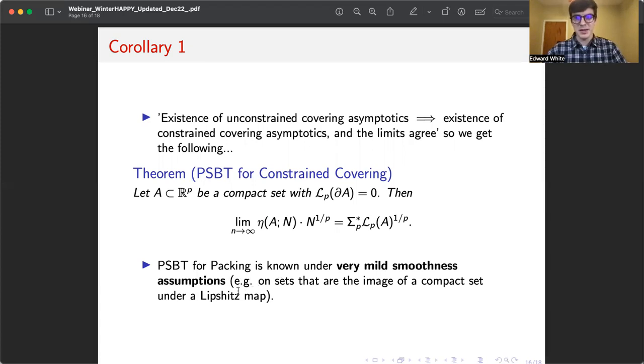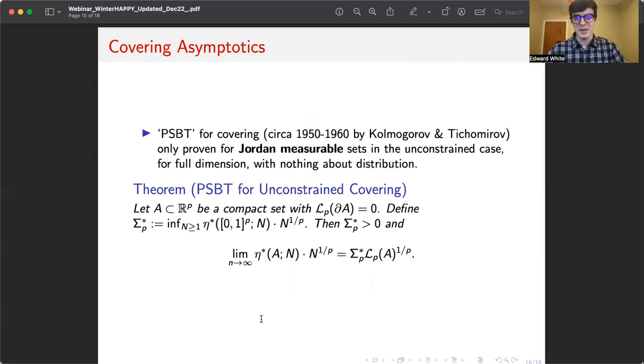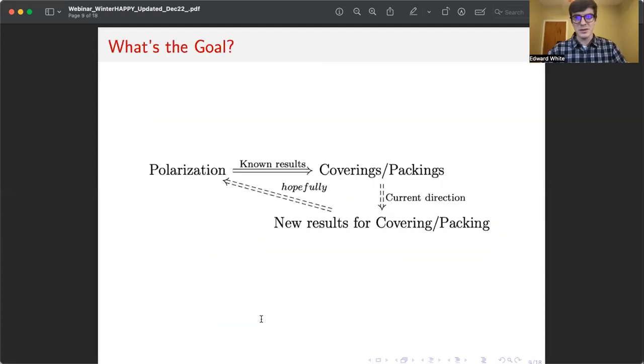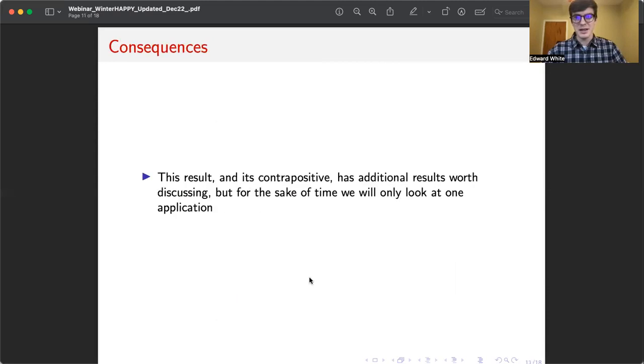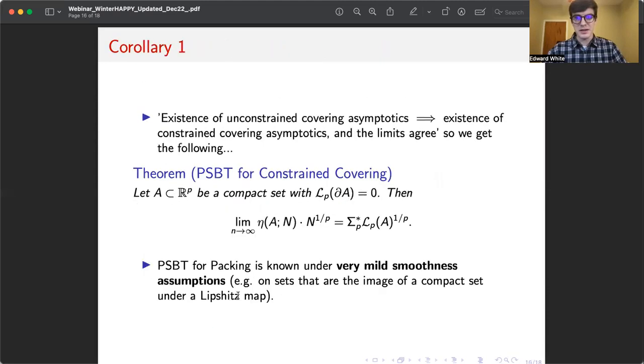For example, here the mild smoothness assumption is that the sets are the image of some compact set under a Lipschitz map. This gets back to what I meant when I said reasonably nice. Here's a slight description of that: it's the image of a compact set under a Lipschitz map. And in fact, we can relax this mild smoothness assumption even more, but that goes a bit beyond what I wanted to discuss today, and I mostly wanted to talk about the initial results we were able to obtain.